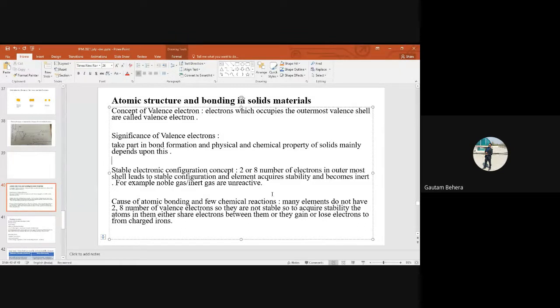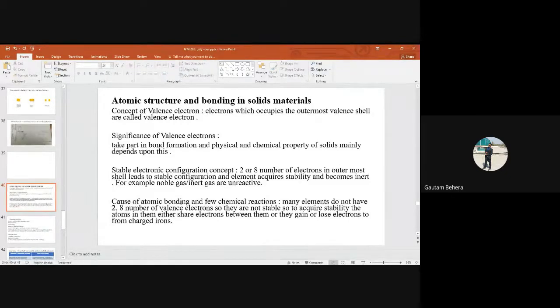Why is there a reaction between two atoms? That is the reason: because they want to attain stability. They want to attain a stable electronic configuration, right? Like inert gases. Inert gases, you understand, have either 2 electrons or 8 electrons in their outermost cell.